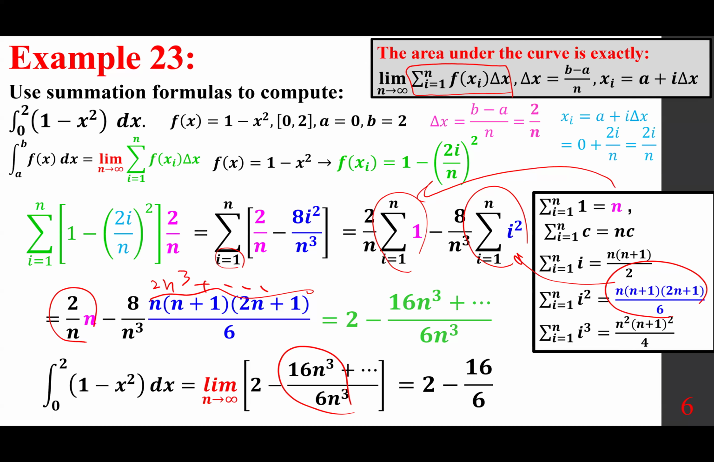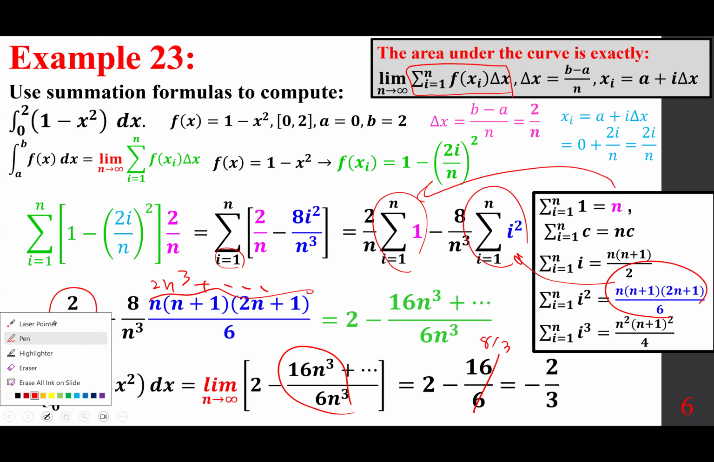So the answer is 2 minus 16 over 6. Two minus 8/3 is negative 2/3, and we're done. Very straightforward, everybody. A quick recap. So we use the formulas, and into the limit, we put f of x sub i and delta x, and we simplify such that we can use this.